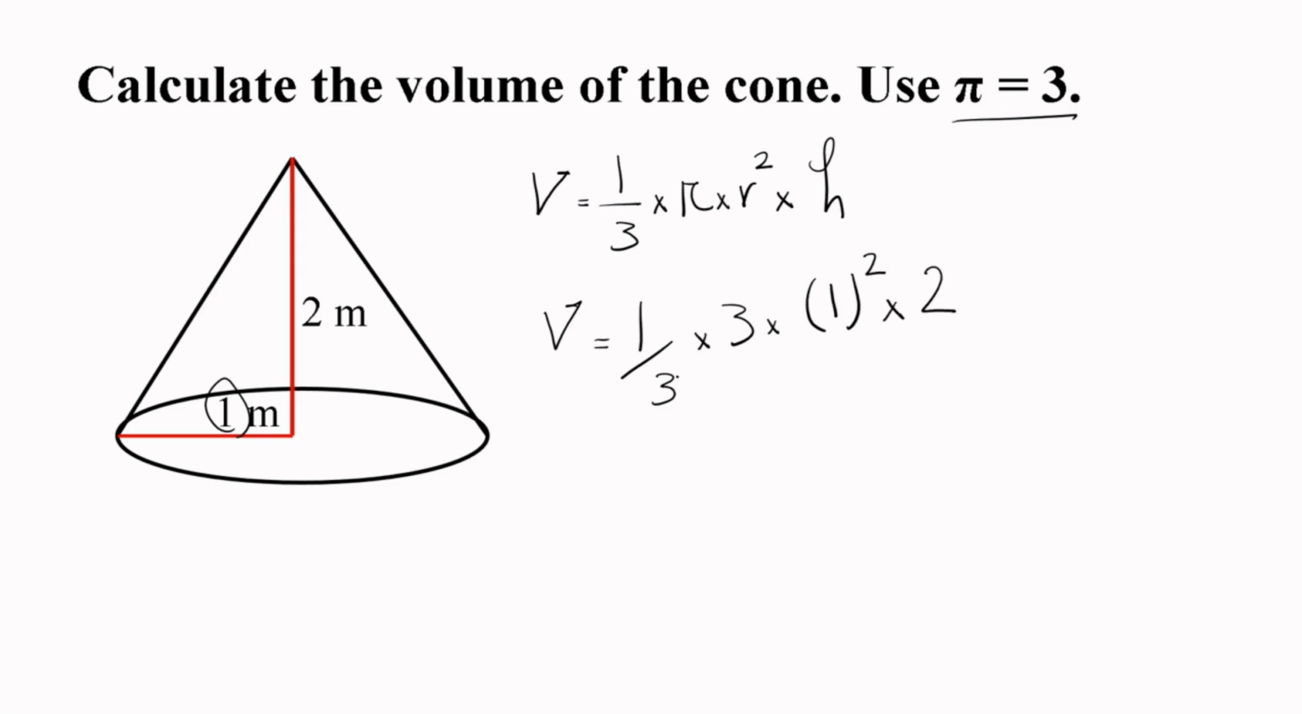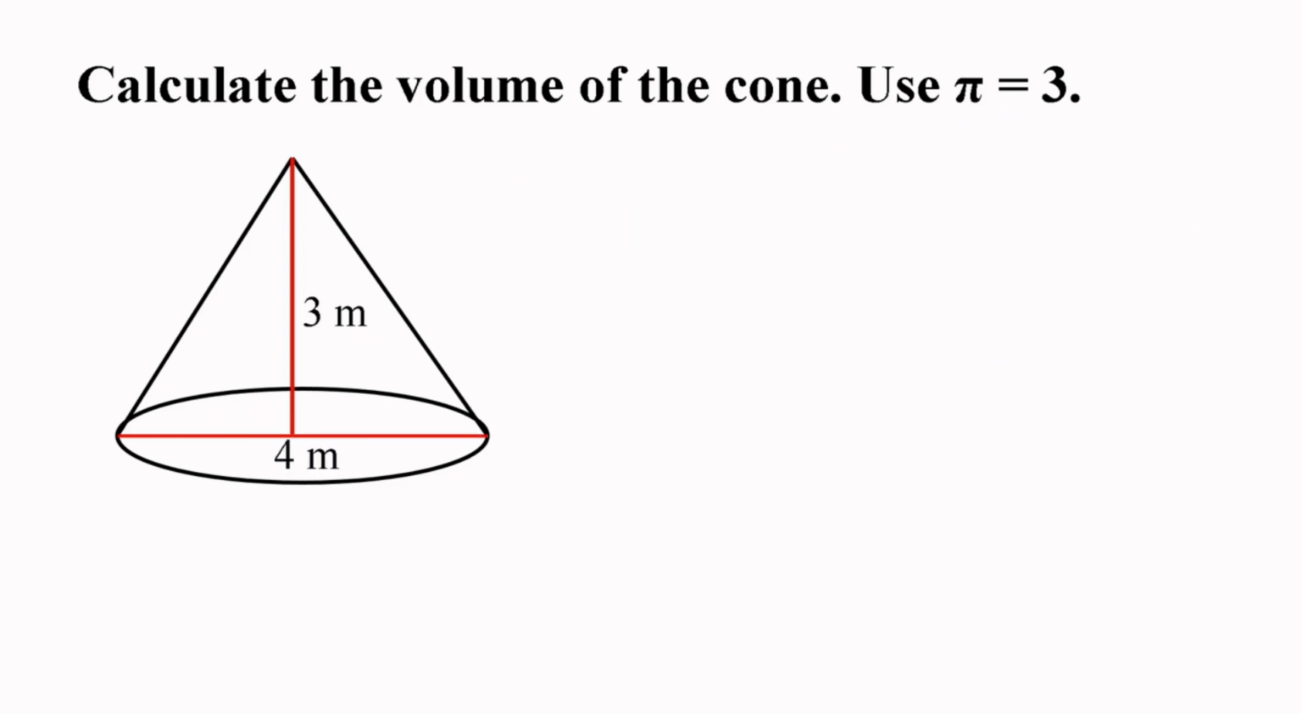As you can see, these two 3s are going to cancel each other out, and I'm going to have 1 to the power of 2, which is going to be 1, so the final answer is going to be 2. But it is not cubic centimeter like previous examples. As you can see here, I have units based on meters, so this one is going to be cubic meters. Really easy. Here we have another example.